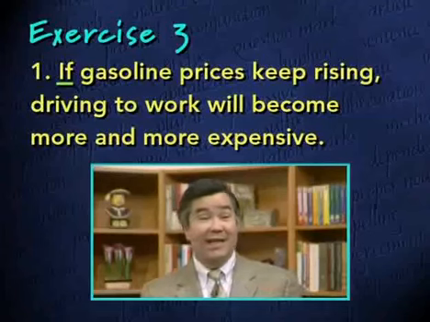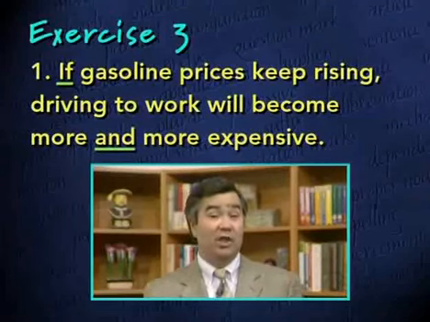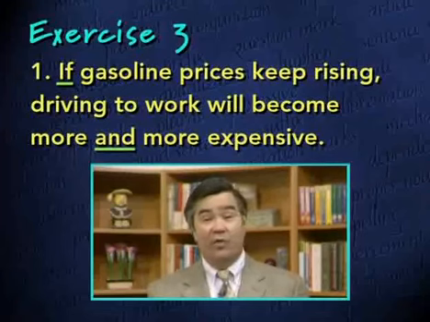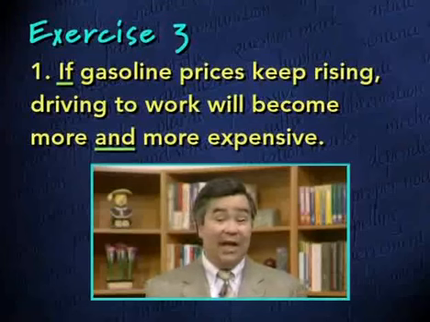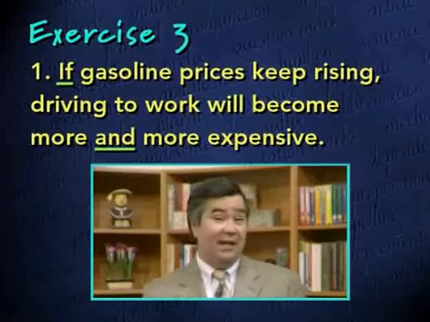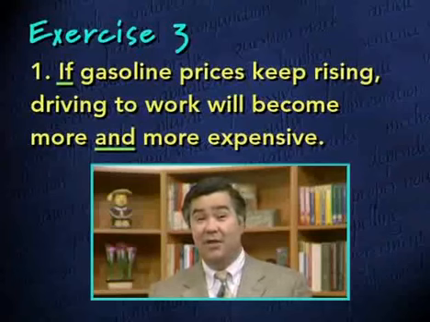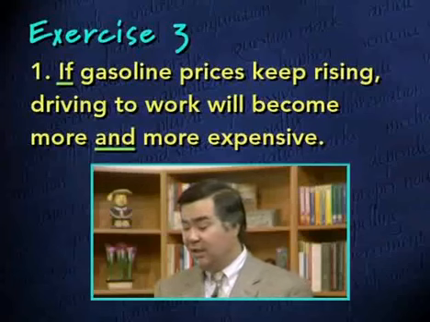The other conjunction is and. Remember that there are 7 coordinating conjunctions which connect words or phrases or clauses that are more or less equal in importance. Here, and is connecting the word more and more expensive. And is the most common of the 7 coordinating conjunctions. So that's the second conjunction that appears in this sentence.